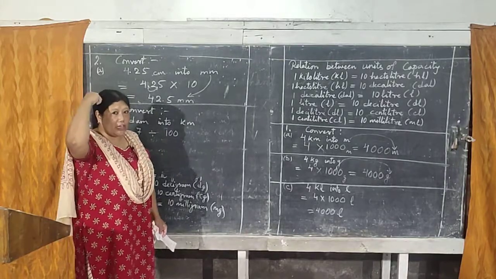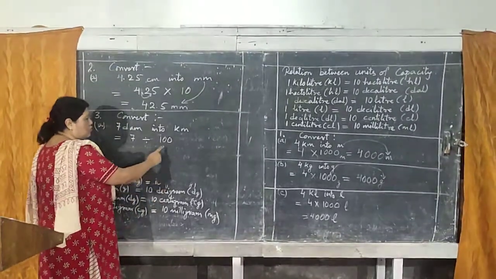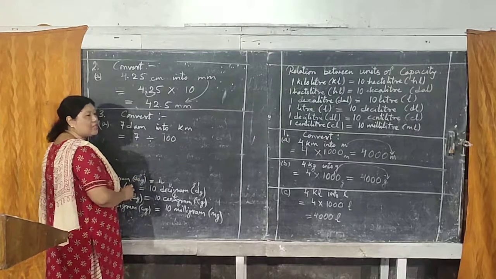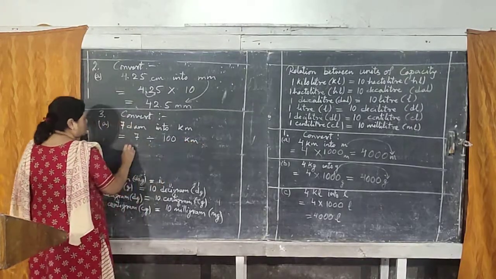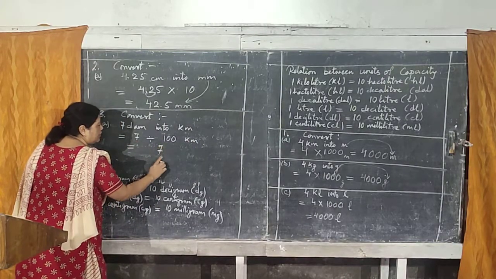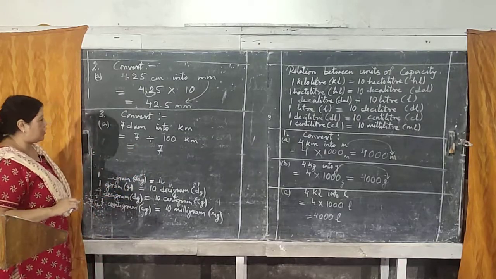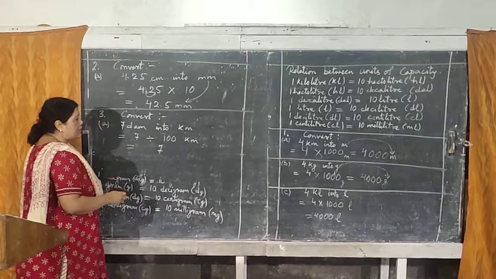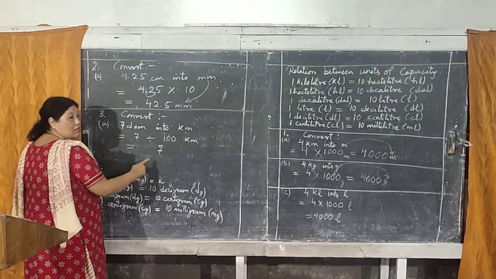Now, by how many zeros? Same relation. Kilo here, then hecto, deca. So 100, two zeros. You are converting into kilometer. Now this is a whole number. If you don't know decimals, you will have a problem here. So this is a whole number. Now you are dividing, so you have to count the zeros.